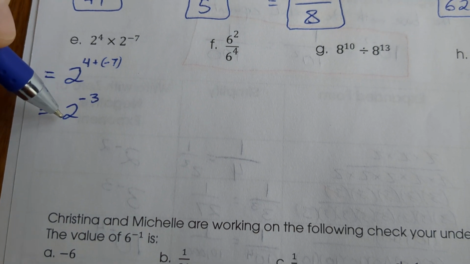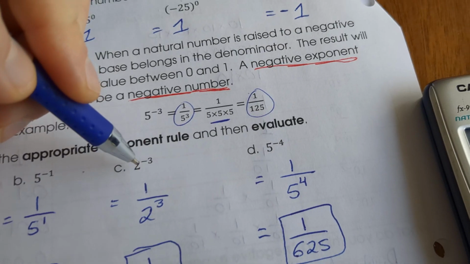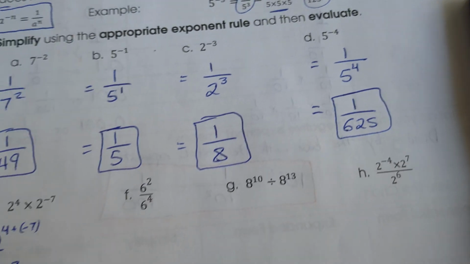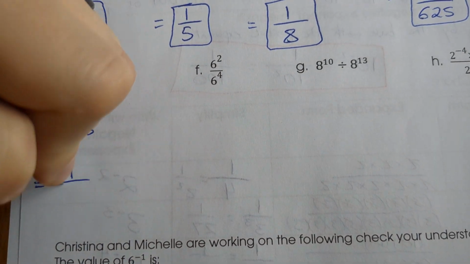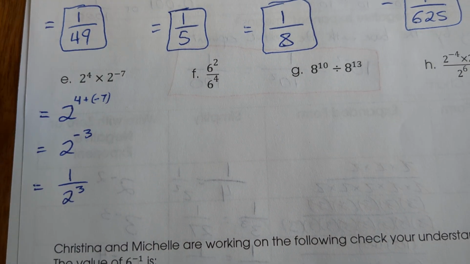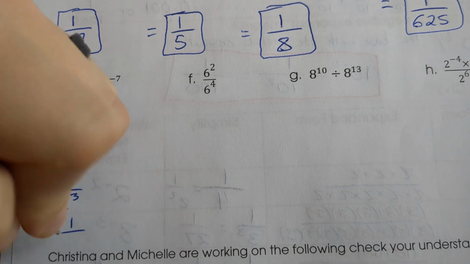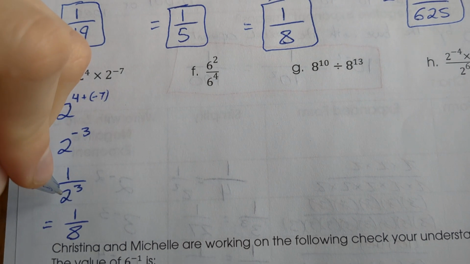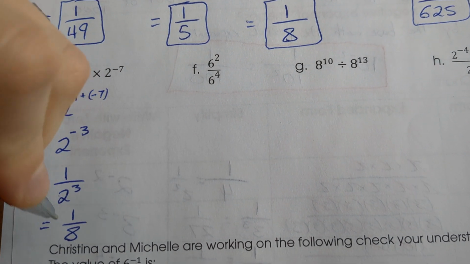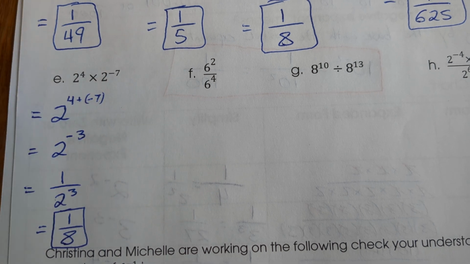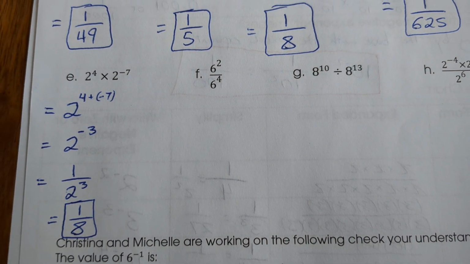Once we get here, we now have something like this one, right? So we're going to put it in the denominator, make the exponent positive, and then we'll get our final answer by doing 2 to the power of 3, which is 8. So our answer is 1 over 8. Okay.